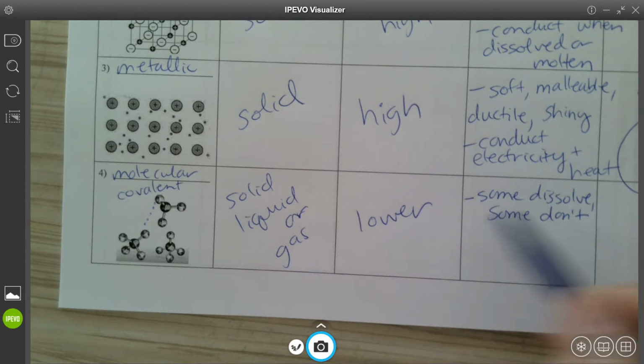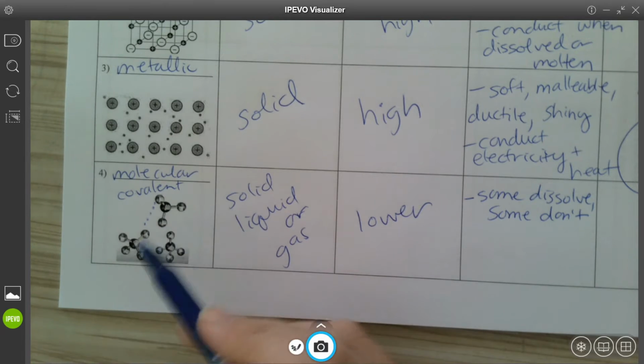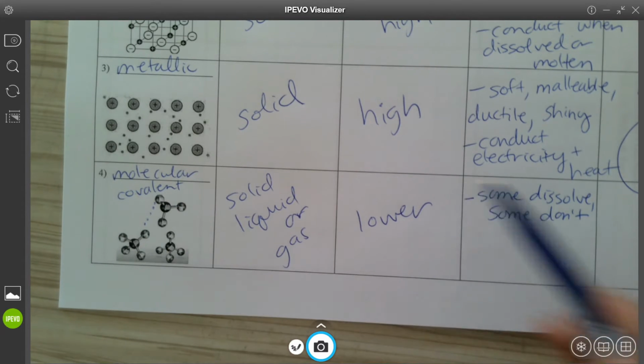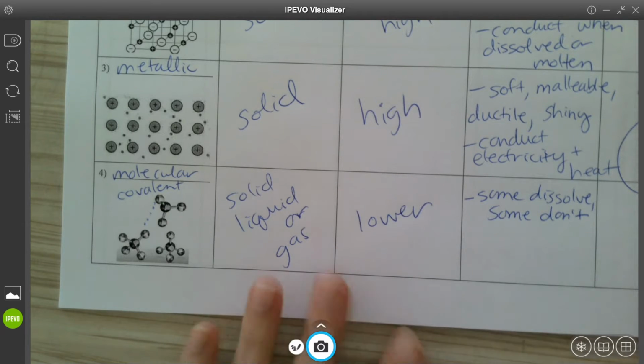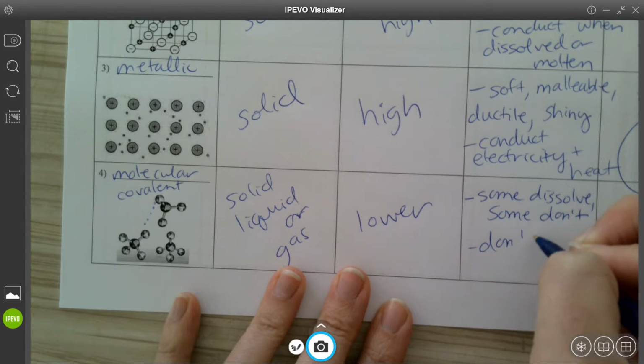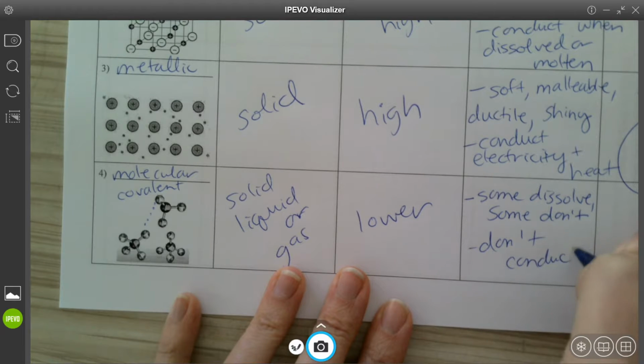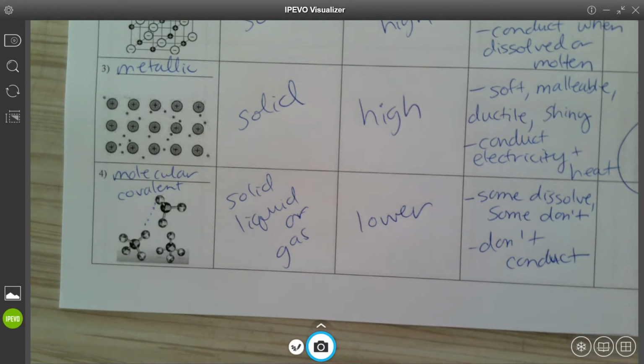And later on this year, we'll learn how to tell if a molecule is polar or not. But we're not going to get that far yet. All you got to know now is that some molecular covalent dissolve, some don't. And they don't conduct. Even if they do dissolve, it still won't conduct electricity.